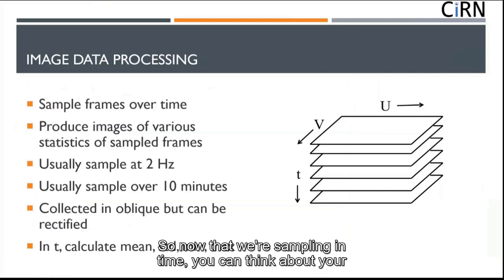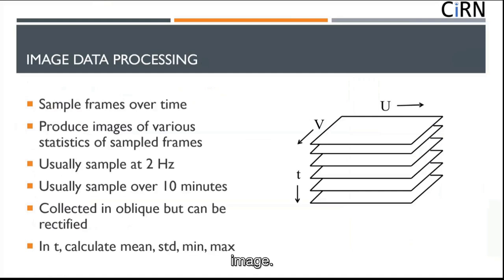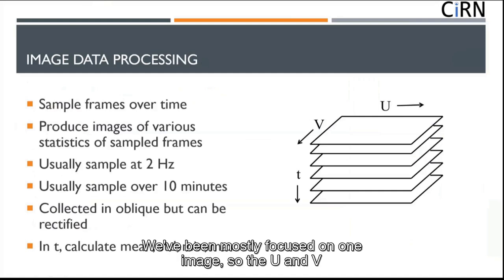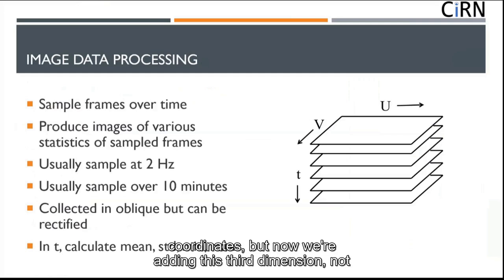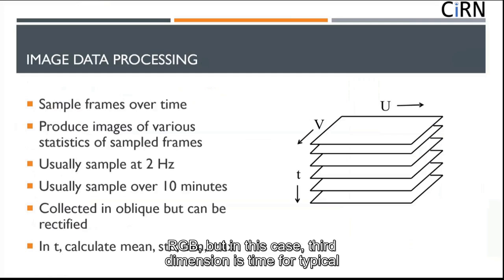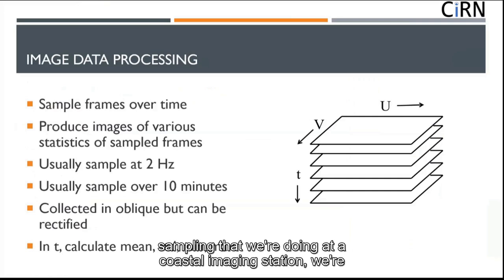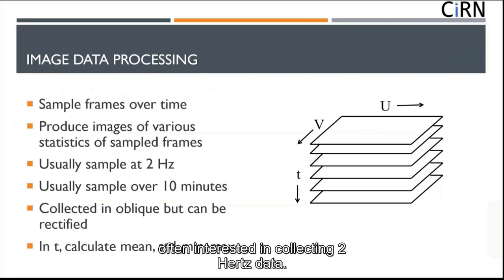So now that we're sampling in time, you can think about your image. We've been mostly focused on one image, so the U and V coordinates, but now we're adding this third dimension, not RGB, but in this case, the third dimension is time. For typical sampling at a coastal imaging station, we're often interested in collecting 2 Hz data. That's because we're looking at waves on the ocean.